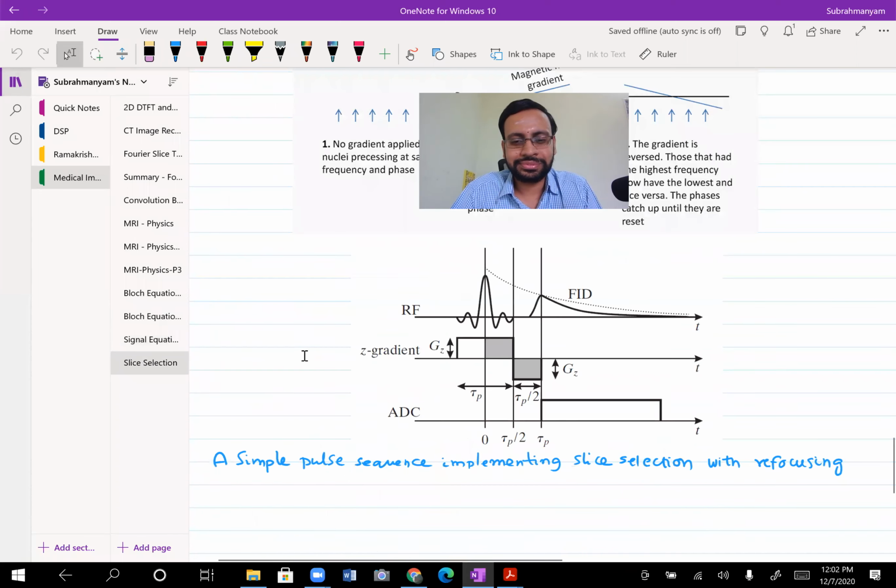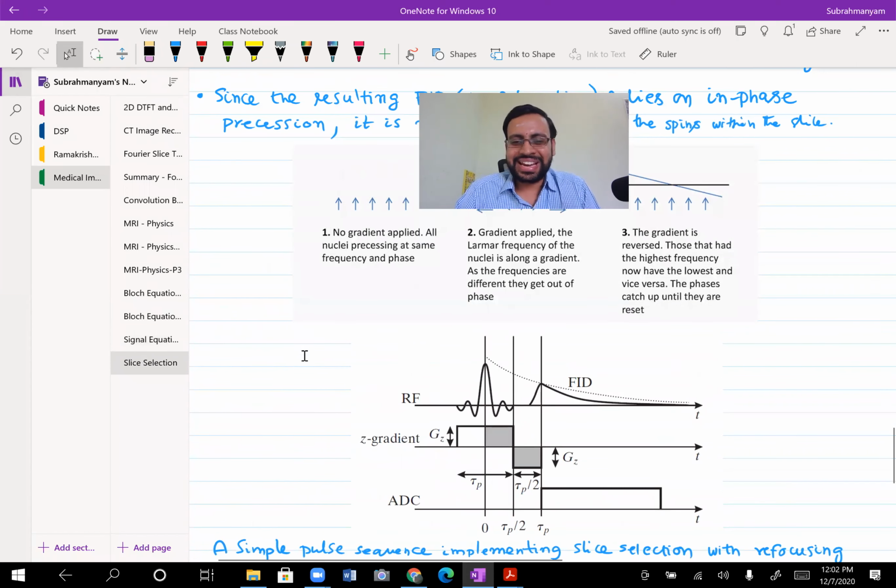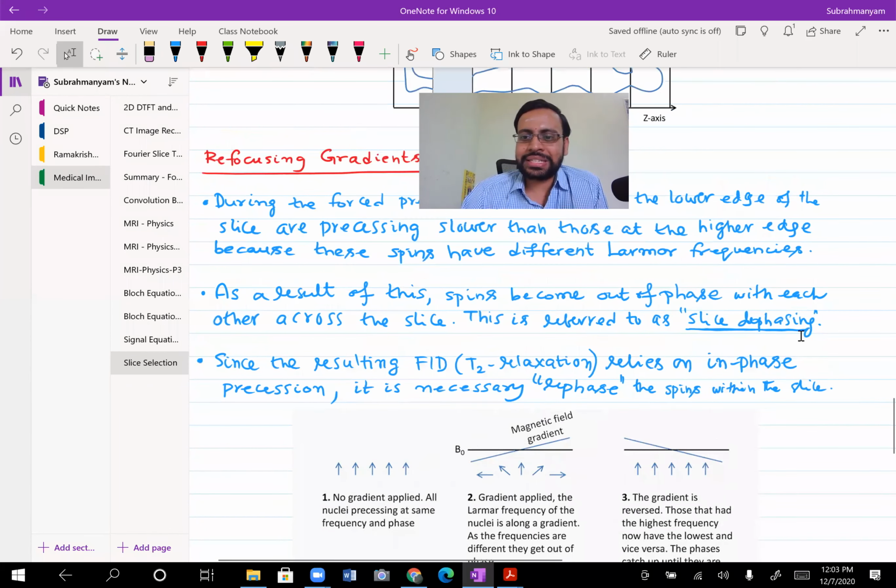So the refocusing gradient part is still not very clear. Are you clear with slice dephasing, why it is happening? Is that part clear? No, so even I did not understand why it is dephasing. Once it's already in the xy plane, what's the problem? Look at it this way.